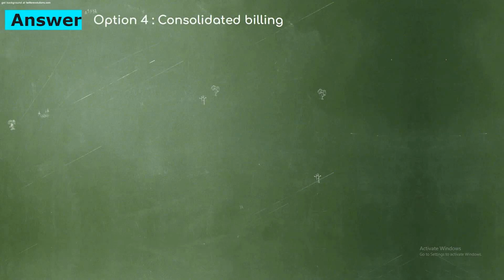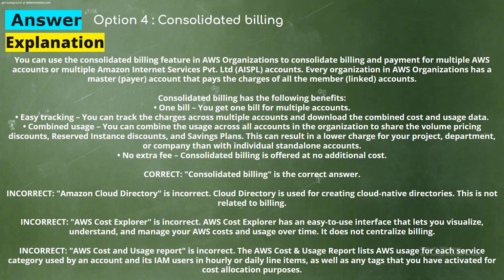Consolidated Billing. Explanation. You can use the consolidated billing feature in AWS Organizations to consolidate billing and payment for multiple AWS accounts or multiple Amazon Internet Services Private Limited (AISPL) accounts. Every organization in AWS Organizations has a master, payer, account that pays the charges of all the member, linked, accounts. Consolidated billing has the following benefits. One bill, you get one bill for multiple accounts.